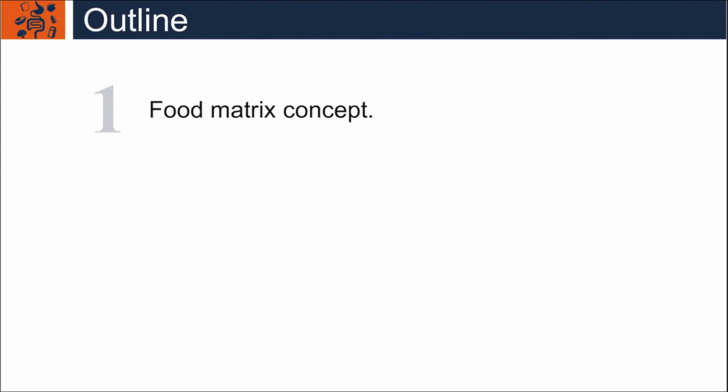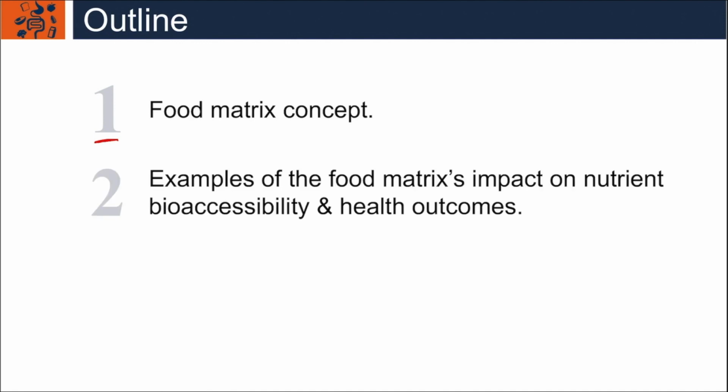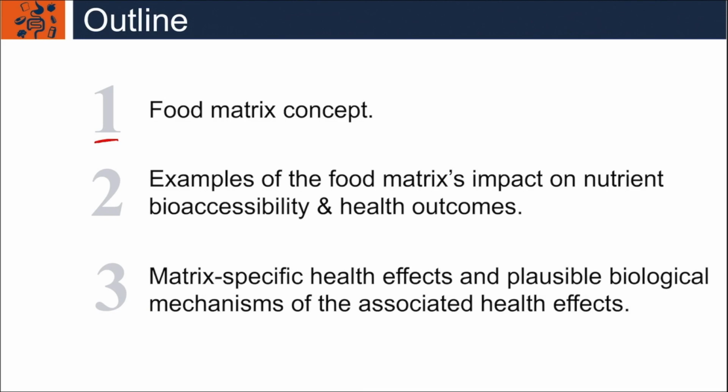I'd like to begin with a brief outline of what I'll be discussing in this presentation. In the first part, I'll introduce the concept of the food matrix and provide examples of food matrices' impact on nutrient bioaccessibility and health outcomes. In the last part of the presentation, I'll provide a few examples of matrix-specific health effects and plausible biological mechanisms of the health effects.